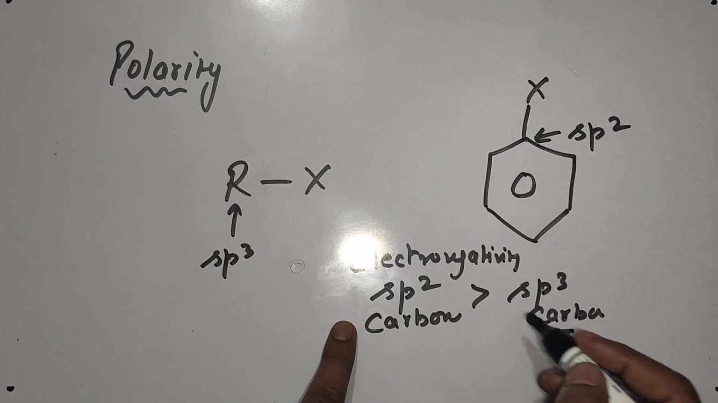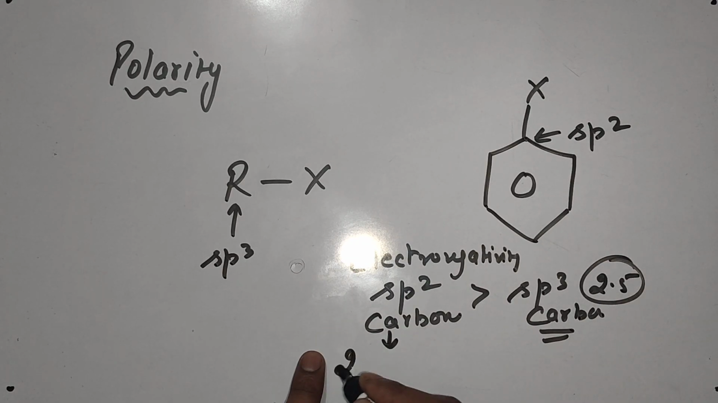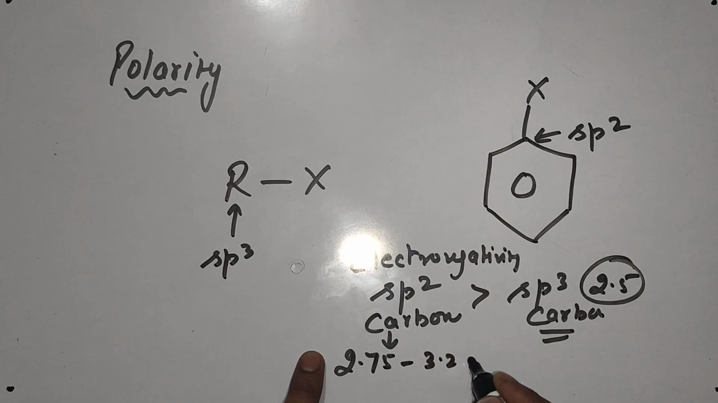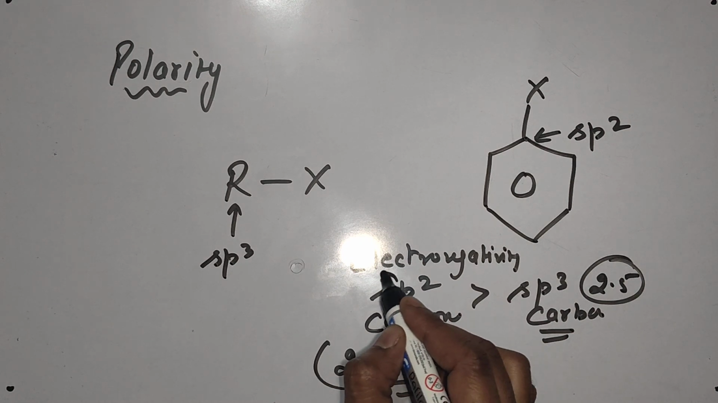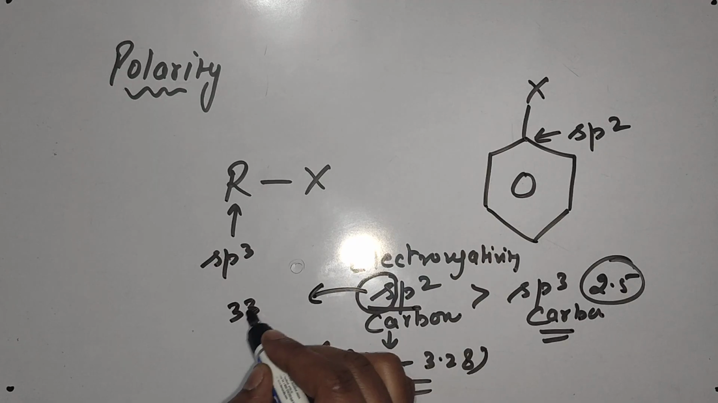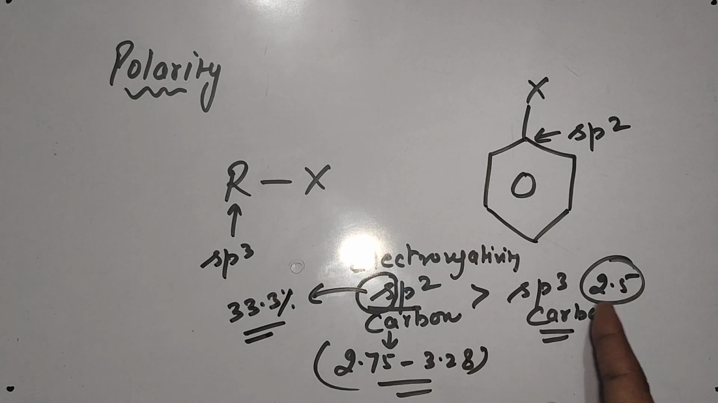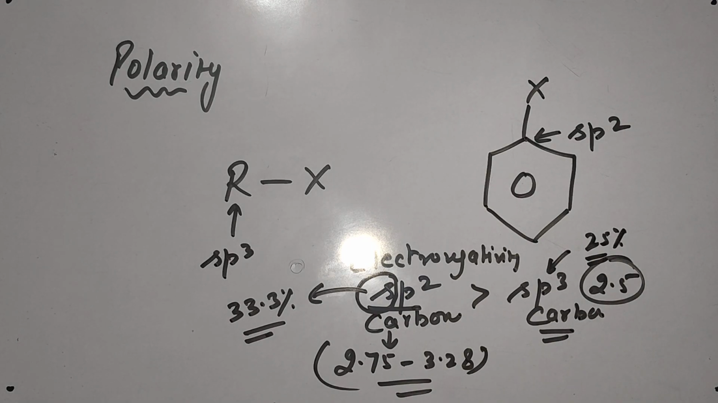The electronegativity of sp3 carbon is around 2.5, whereas in sp2 it is from 2.75 to 3.28. sp2 hybridized carbons are more electronegative. Reason? Because they contain more character of S. If you will find percentage of S here, it will be 33.3%. And here if you will find, it is only 25%. And we know S orbitals can attract electron better. So that's why the electronegativity of sp2 carbons are more as compared to sp3.